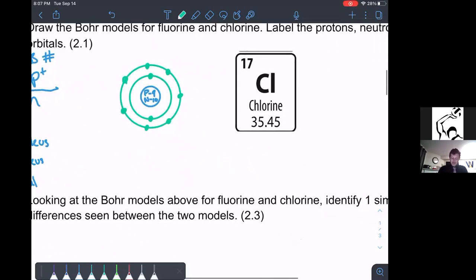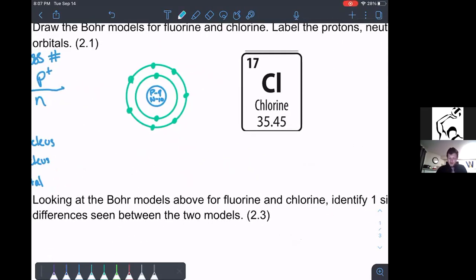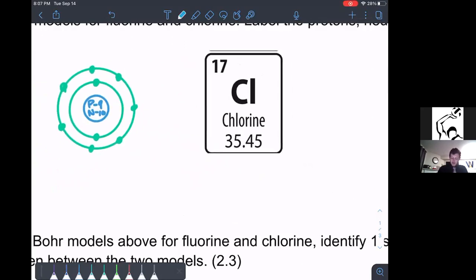Okay, we can do the same exact thing, but with chlorine. But chlorine this time has an atomic number or a proton number of 17, which means our protons are going to be 17. That means our electrons are also going to be 17 because remember, our protons and electrons should be the same thing.